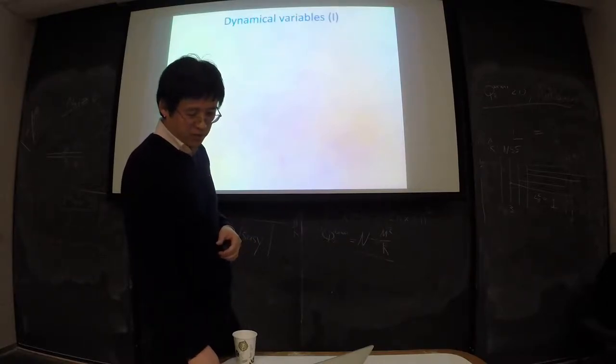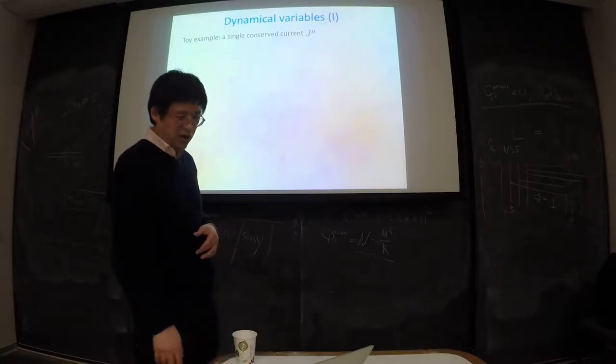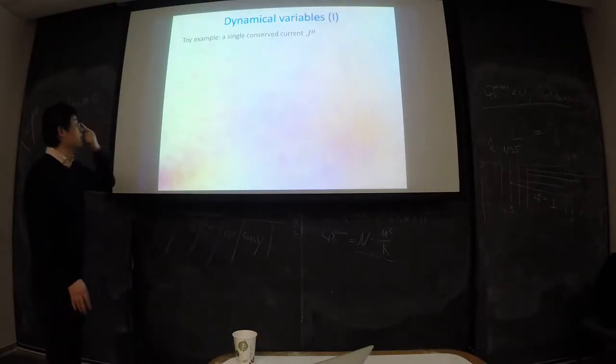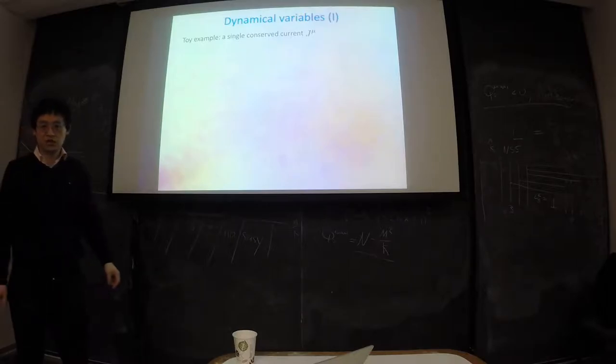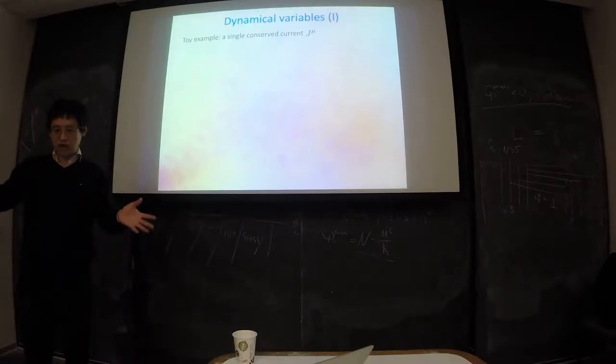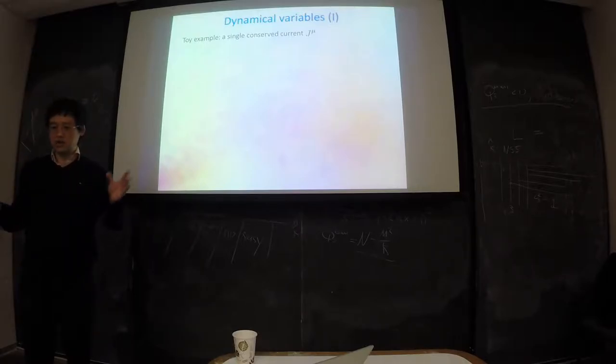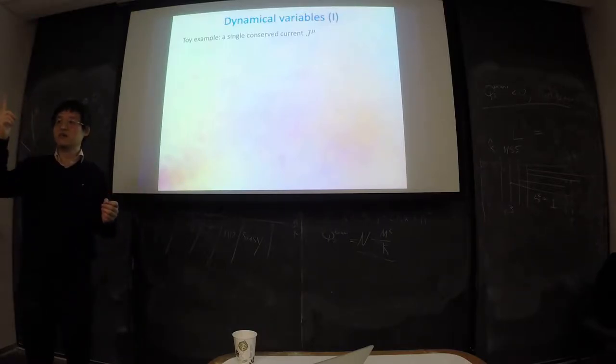What are the dynamical variables? Let me just give you a simple example. Say, just consider a single conserved current, not the stress tensor. If you have a single conserved current, you should already have hydrodynamic variables, gapless variables associated with the conservation of this. And we roughly know what the physics of this is: a single conserved current is the physics of diffusion. Essentially you should have a single massless mode corresponding to the diffusion mode.